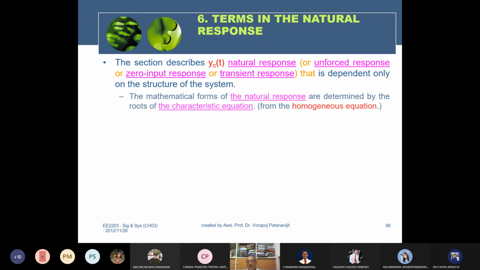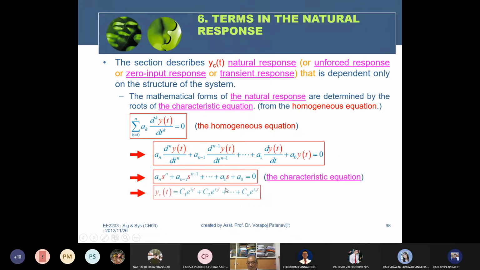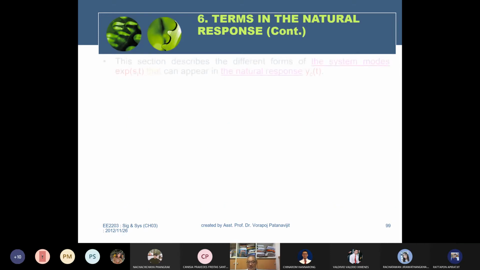Okay. The mathematical form of the natural response is determined by the roots of the characteristic equation. You know that the way to determine yc is from the homogeneous equation. Set the non-y term to be 0, and you get only the y term, and you expand them. You can write them in the characteristic equation, where each term is Ce^(s1 t), e^(s2 t), up to e^(sn t). This is called the characteristic equation, and the factors exponential e^(si t) in the natural response yc are called the modes of the system.